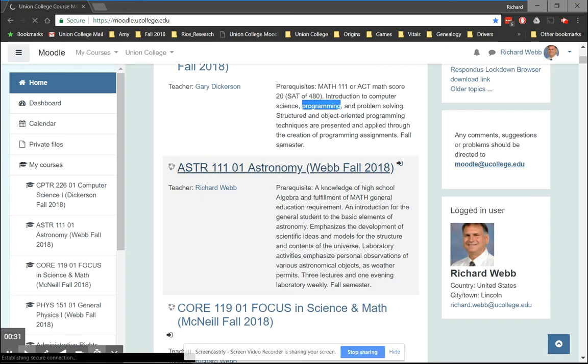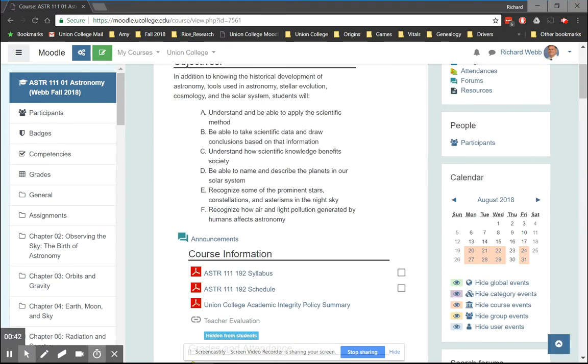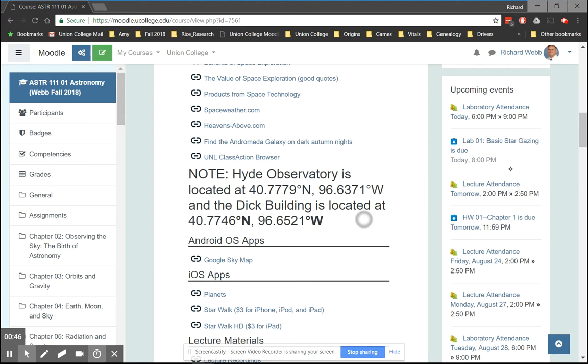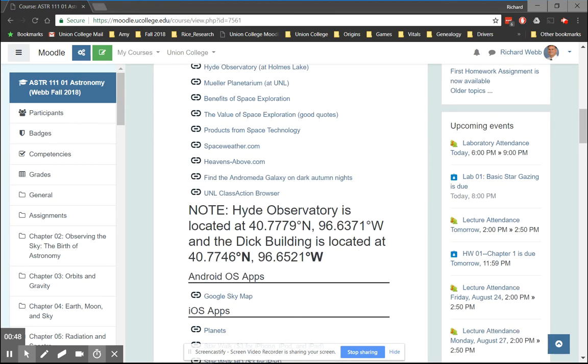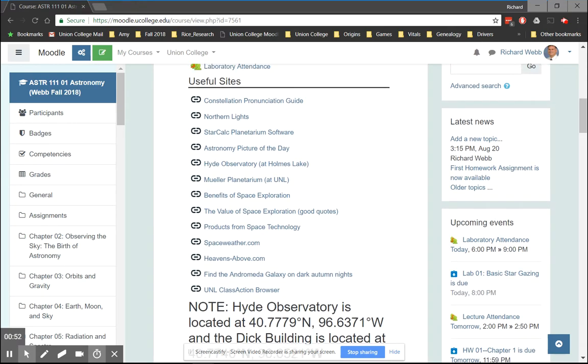Astronomy 111 is our class. And if there's any love in the world, yes, it's loading. And so we have the astronomy Moodle page, which has lots of cool stuff. One of the things I want to point out for tonight is these useful sites.